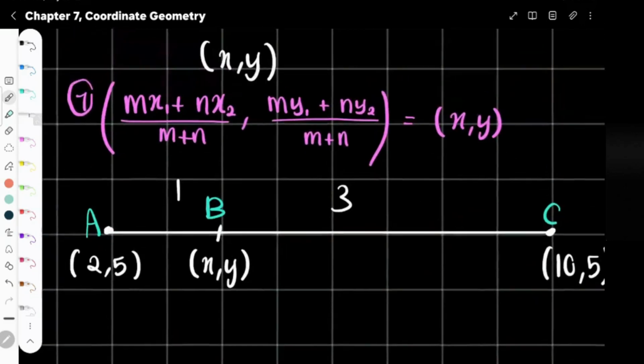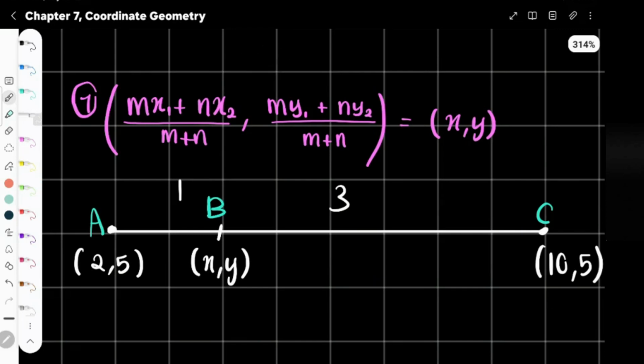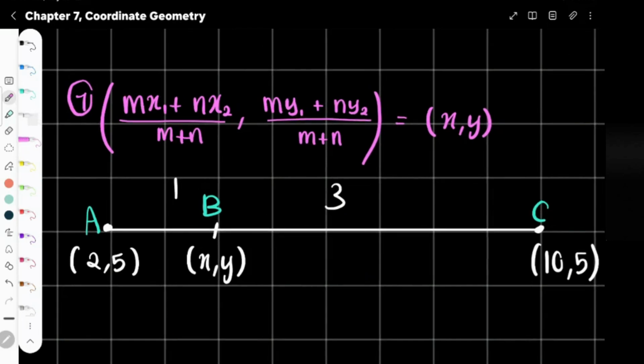So how do you use this formula? You cannot just label the ratio as m or n randomly. Look here, the ratio they give is 1 to 3. So let's label them as m to n. Of course, you can switch this around, become n to m, but come on. So you can do it like that.